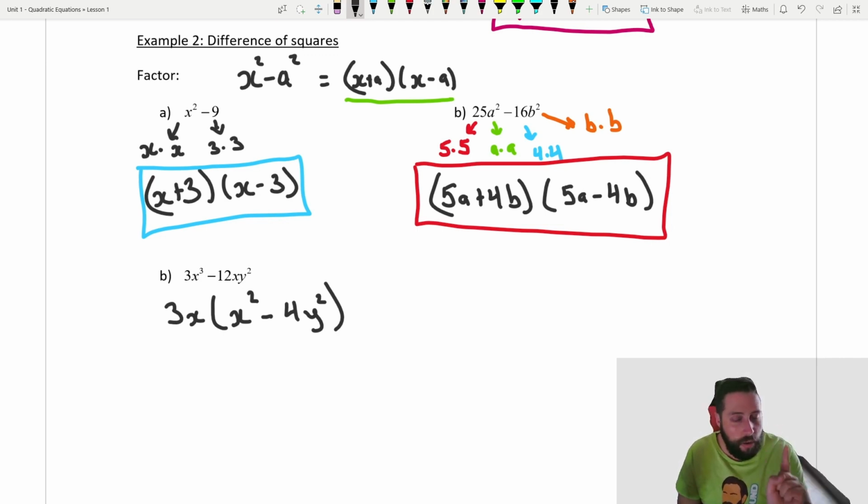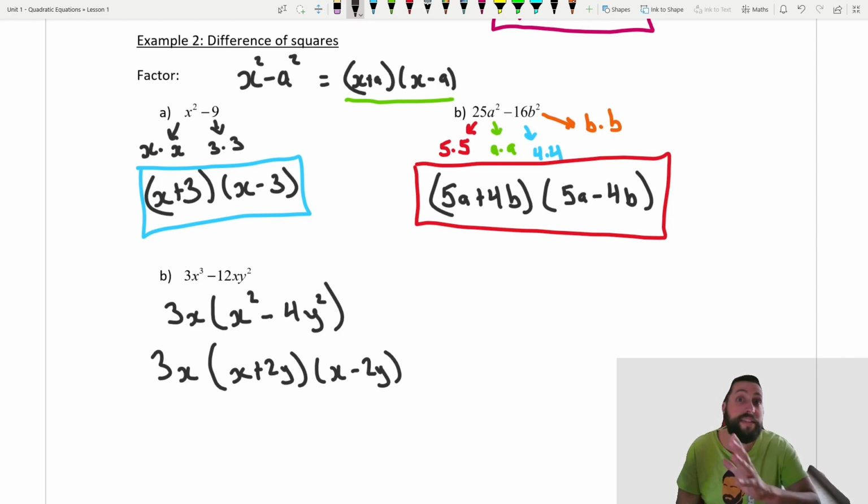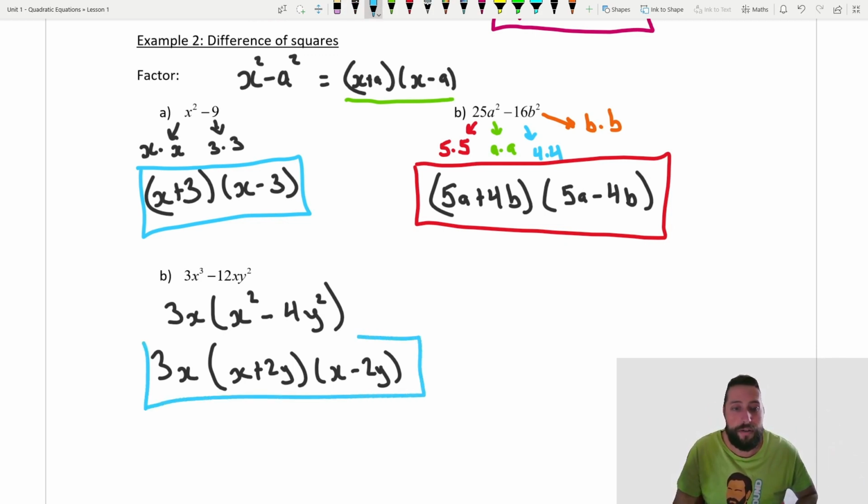The reason being is that we have x squared minus 4. 4 can be split into 2 times 2. And then we have y squared as well. So we're just going to leave the 3x alone on the outside and just work with the binomial inside the brackets here. Okay, so it's going to be x plus 2y, and then we have x minus 2y. There still is your difference of squares. You leave the 3x alone on the outside. It's not going to change anything. But that is your factoring in this case, and that will be your final answer.